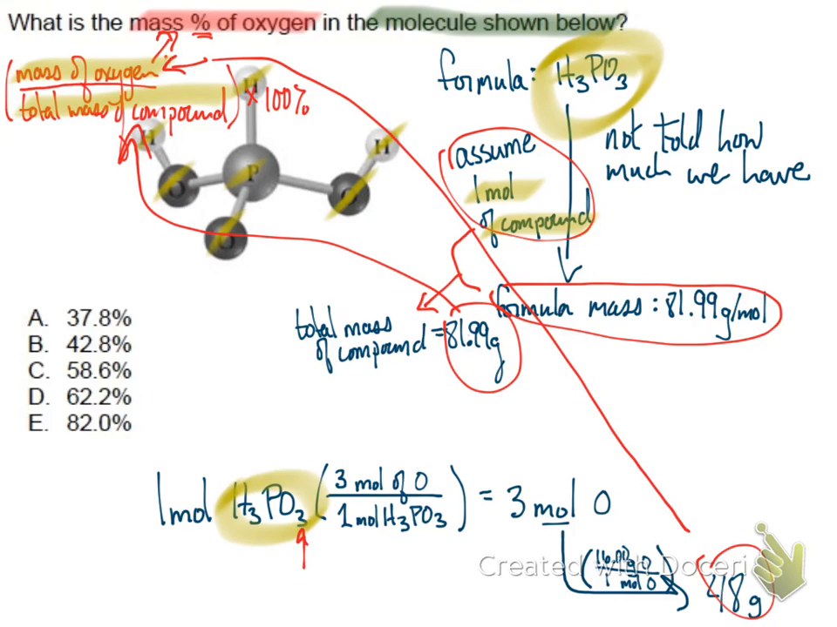Alright, all that's left then is to take those two values and divide one by the other. And so we have 48 grams of oxygen over 81.99 grams of compound. Since we're working in percentage, we just multiply this by 100%, and what we find then is 58.5%.